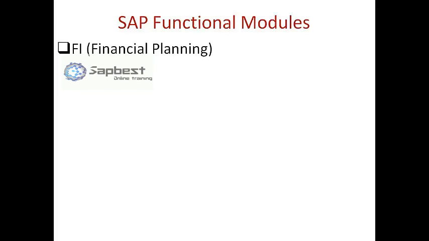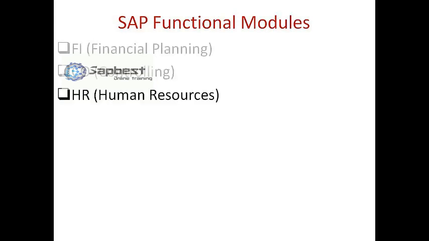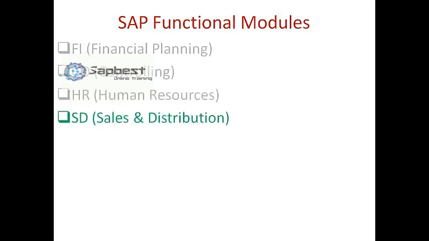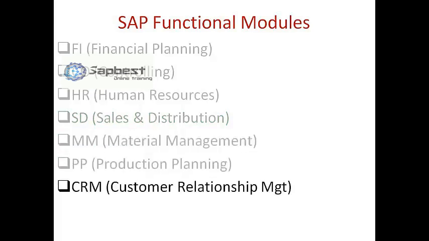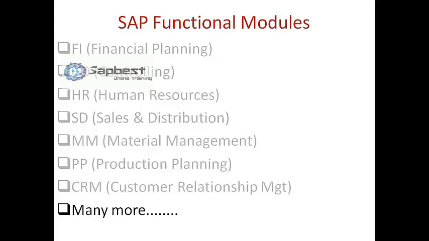On the functional side, I'll just show you a couple of functional module examples. So we have some functional modules in SAP. One is FI, also called FICO: financial accounting. Then we have CO, controlling. That's also a part of finance. Then we have HR, human resources. Then of course we have SD, sales and distribution. And material management, MM, production planning, CRM, customer relationship management, and many more. There are many other functional modules.